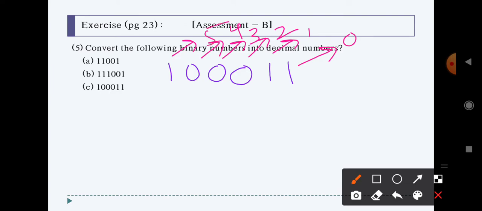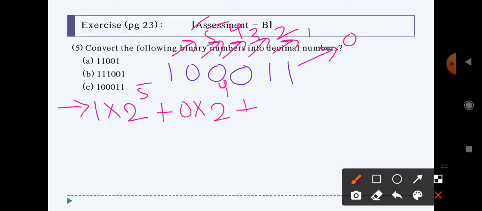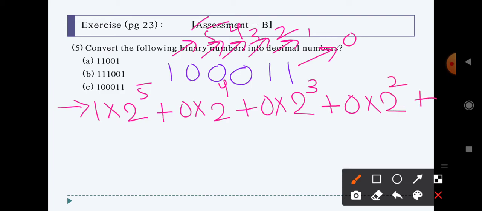Okay, now write down the expression for the same. So we are writing 1 into 2 to the power, the position, that is 5, right? After that 0 into 2 to the power, the position is 4. Then again 0 into 2 to the power, the position is 3. Again 0 into 2 to the power, the position is 2. Again plus, I'm continuing over here, 1 into 2 to the power, the position, that is 1, and 1 into 2 to the power, the position, that is 0.